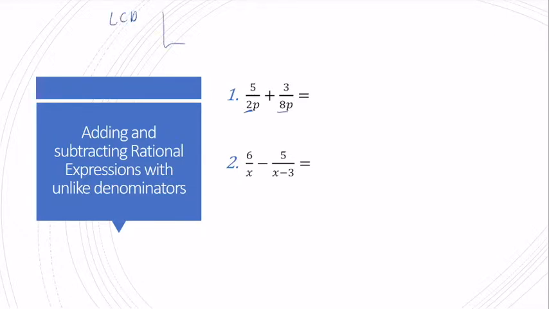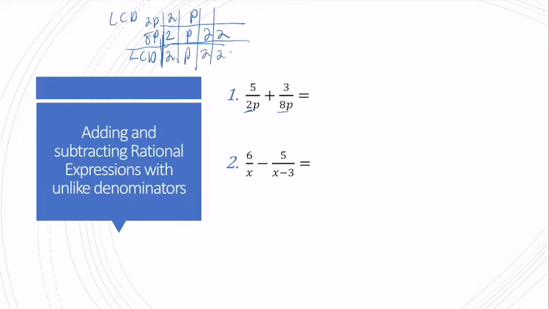Make a little table. In order to be divisible by 2p, you need a factor of 2 and a factor of p. In order to be divisible by 8p, you need a factor of 2, p, and then 2 more 2's because of 8. So the least common denominator in this case is 2 times p times 2 times 2, which is just 8p. And you might have already seen that.